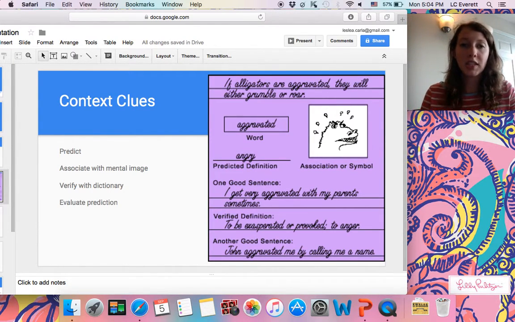And this is just an example that I found. So the sentence is, if alligators are aggravated, they will either grumble or roar. So the student didn't know what the word aggravated meant, so they filled that in.